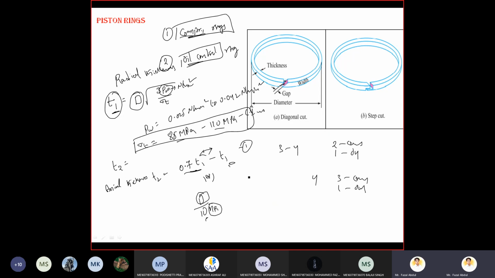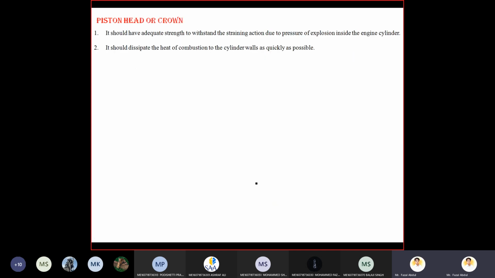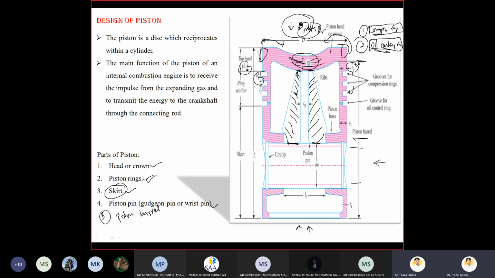Now, first one is B1. What is B1? B1 is the top land. See, from the top of the piston to the first ring portion is referred to as the top land. And B2 is the section gap between the rings, the piston groove land. This is B2. And T1, what is this one? This is T1. We calculated this one.